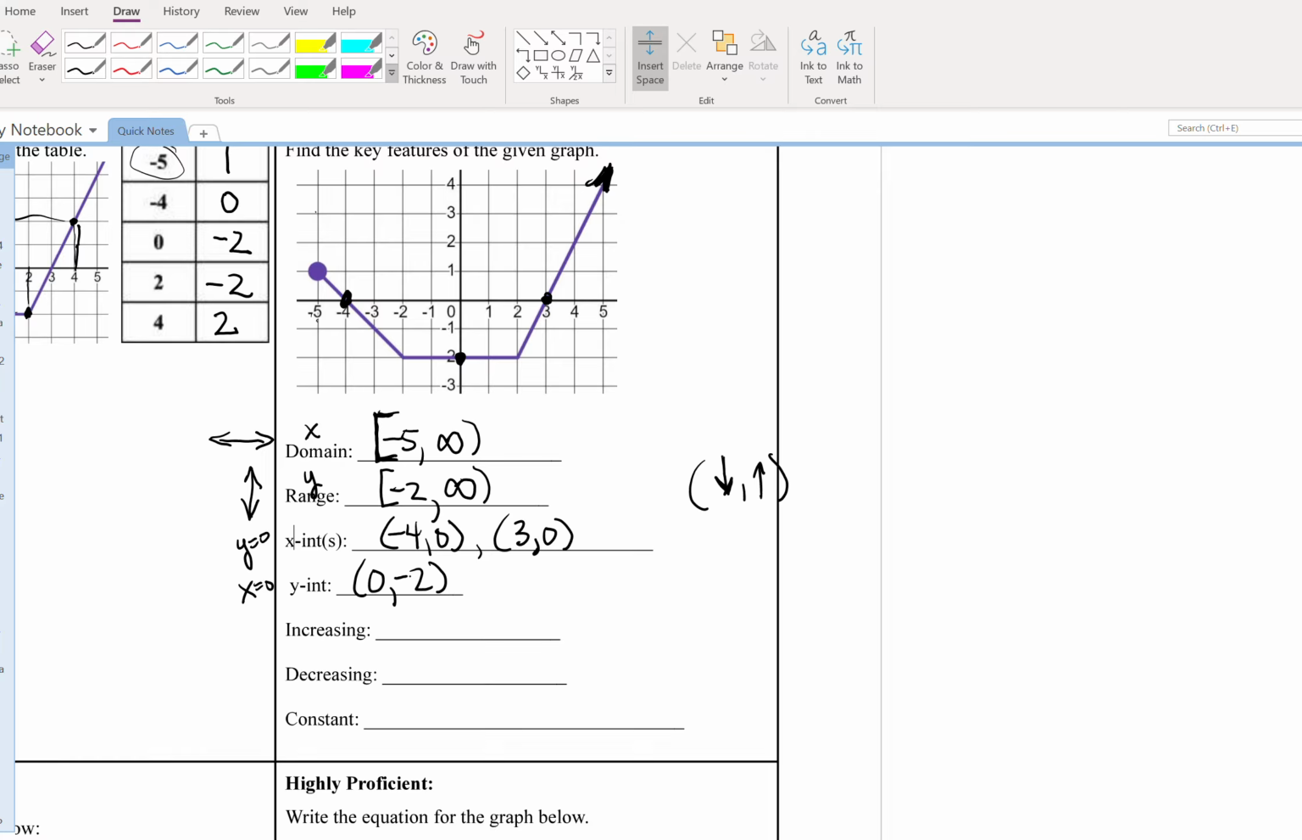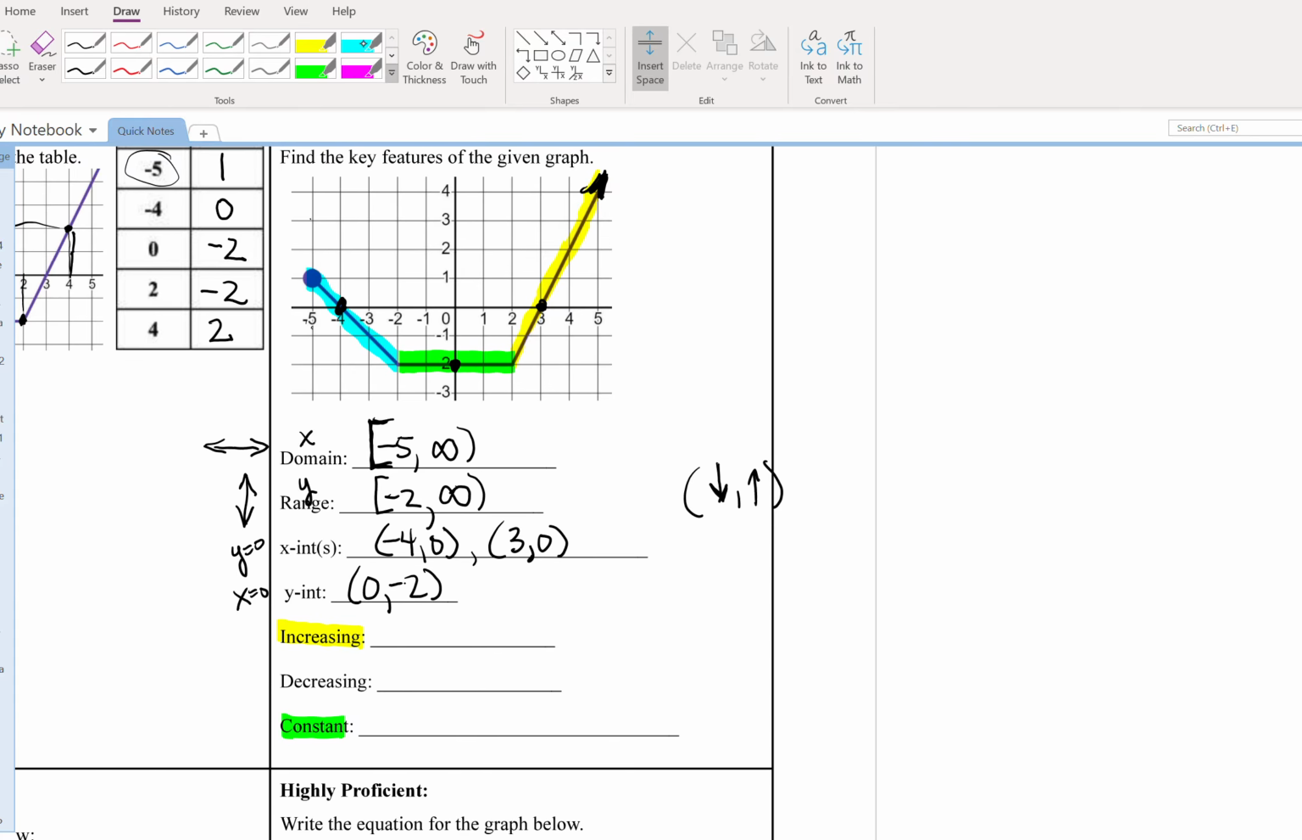Increasing. It increases as you move from left to right. If it's going up, it's increasing. So this is increasing. You might say it has a positive slope. Decreasing, going down to the right, and then constant if it's staying level as you move from left to right, if it doesn't go up or down. And so constant, we're going to use green here. We'll use blue for decreasing.